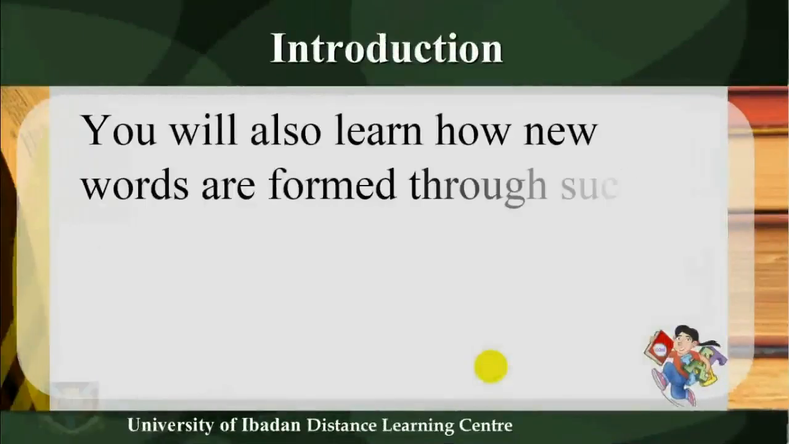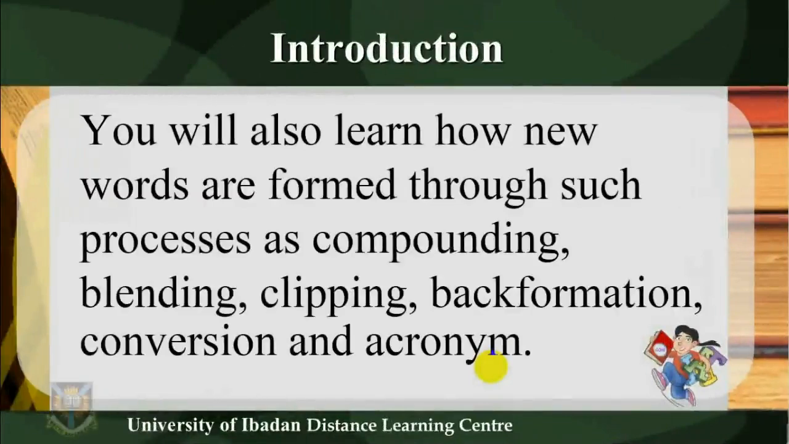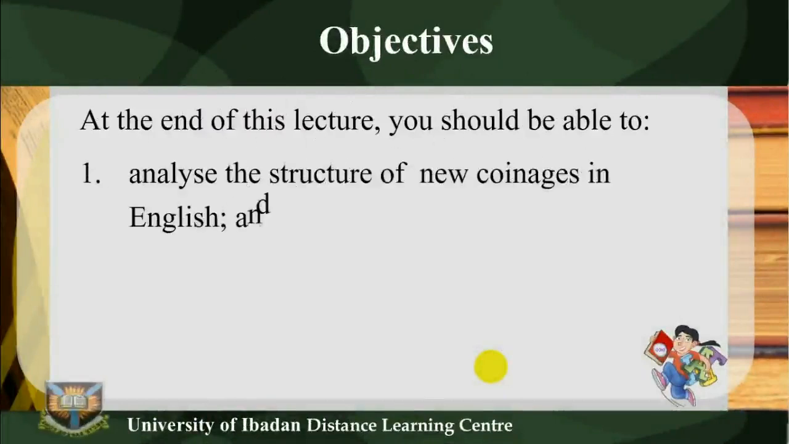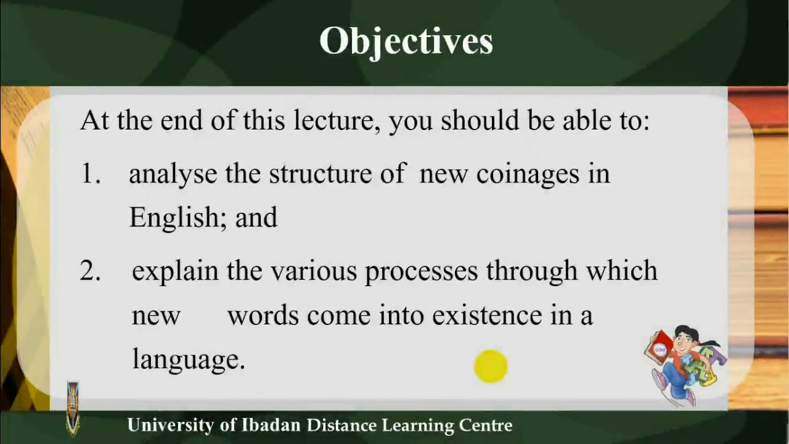You will also learn how new words are formed through such processes as compounding, blending, clipping, back formation, conversion, and acronym. Objectives. At the end of this lecture, you should be able to: 1. Analyze the structure of new coinages in English, and 2. Explain the various processes through which new words come into existence in a language.